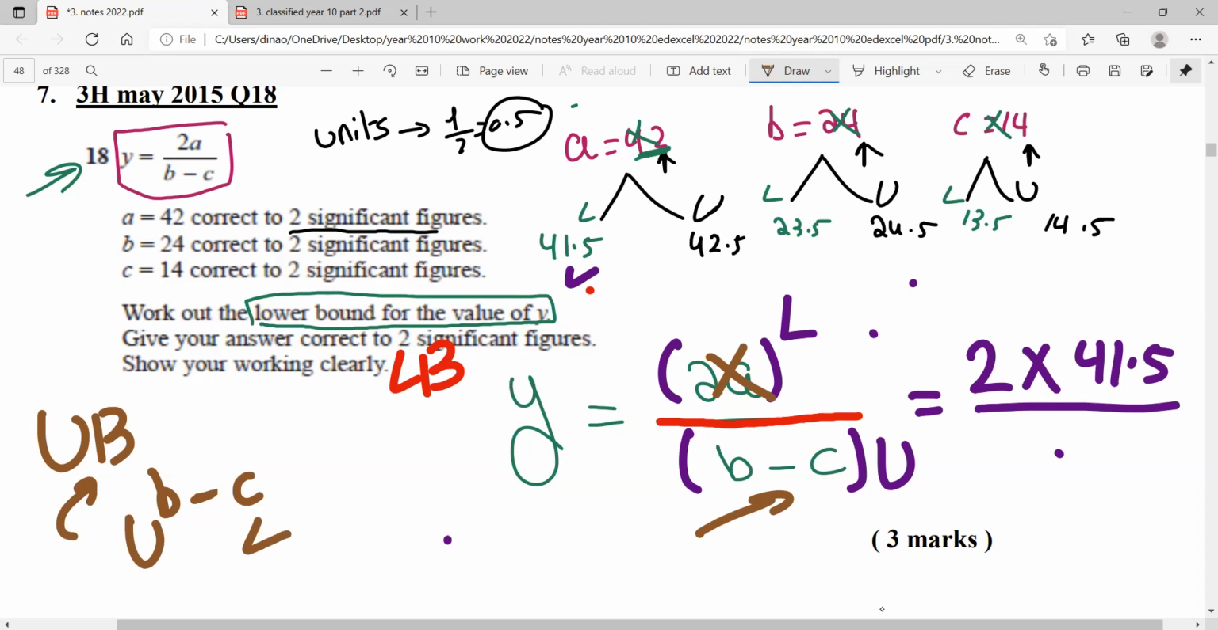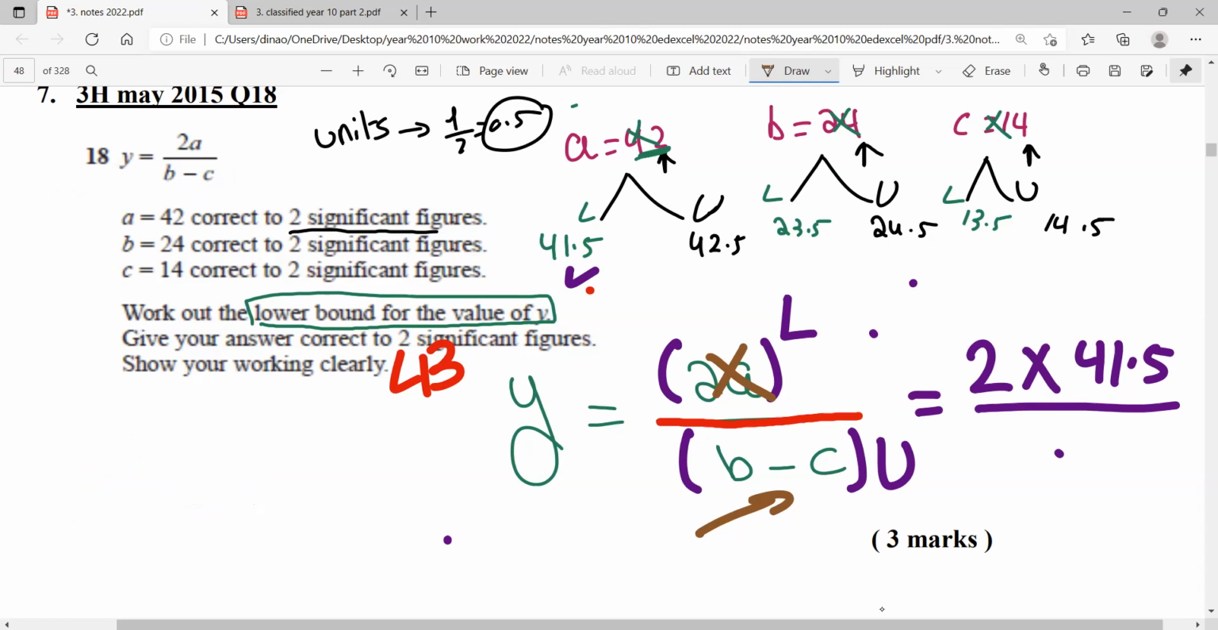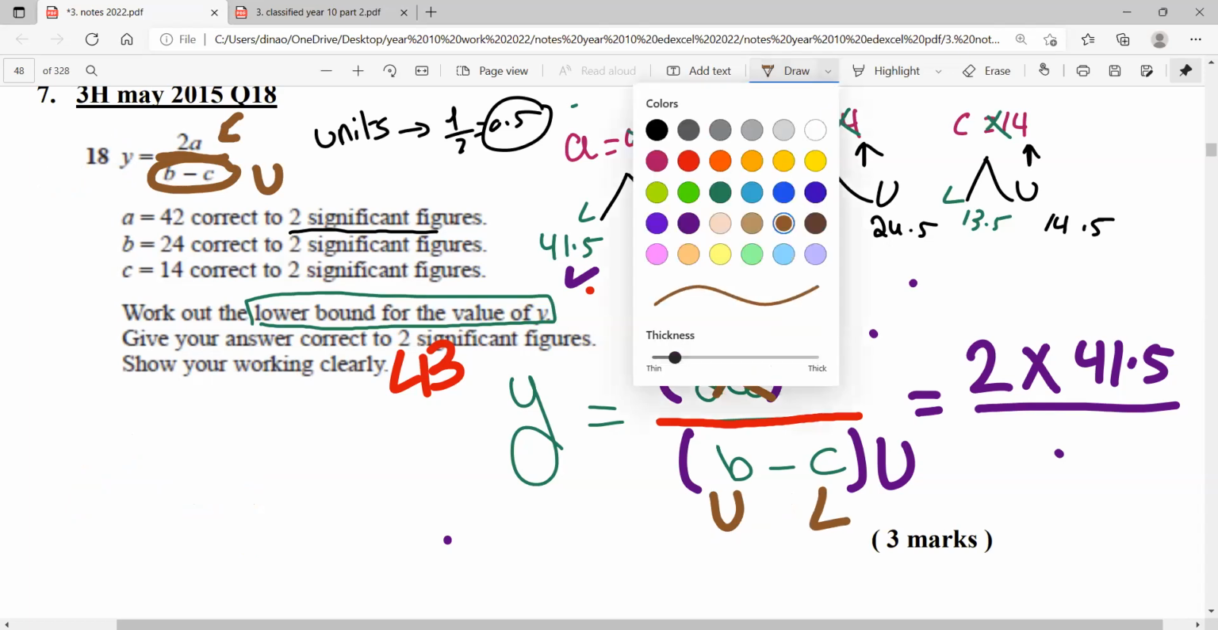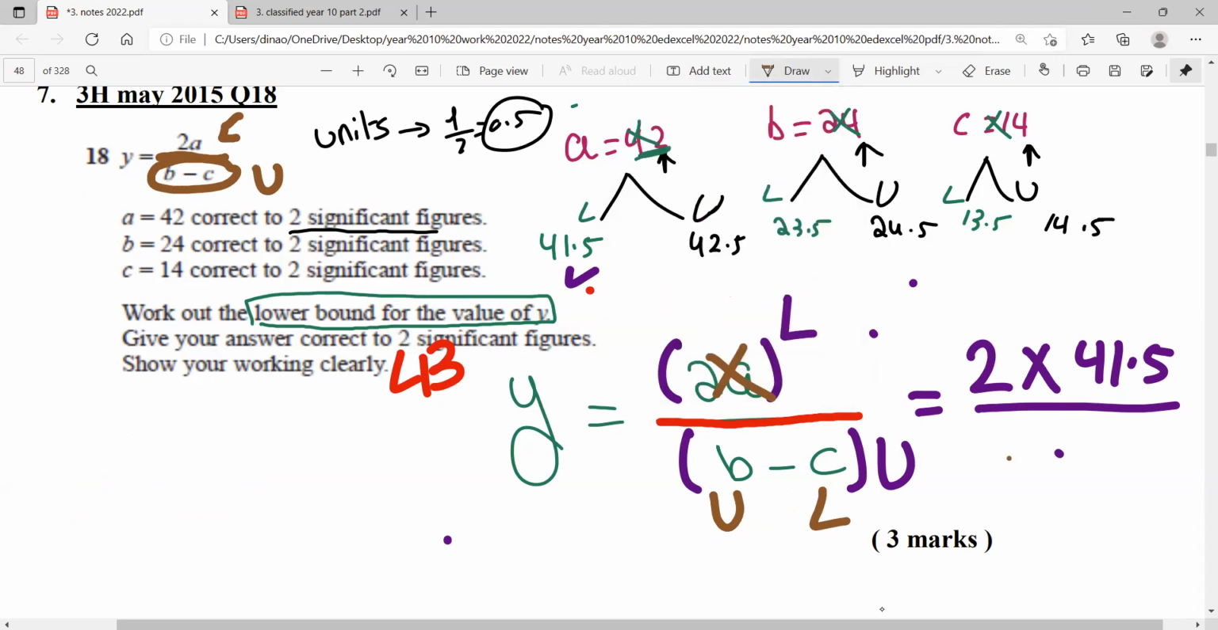The whole idea in this question is that we want this whole fraction to be the lower bound. In division, lower means the top is lower and the bottom is upper. The bottom we treated as another question by itself. Upper bound of subtraction means you take the upper of B and the lower of C. And these are the frequent ideas that come in exams. So the upper of B, which is 24.5, minus the lower of C.